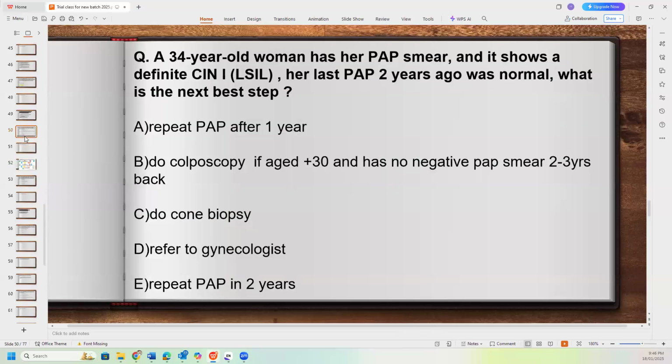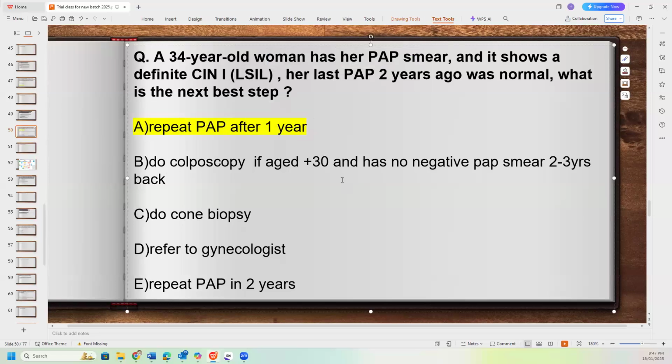Oh, sorry, colposcopic assessment. So you have a patient who had her cervical smear test and it showed low SIL. What is your next best step? You will repeat it after 1 year. Very good. So you need to remember this whole flow chart in order to answer the question.